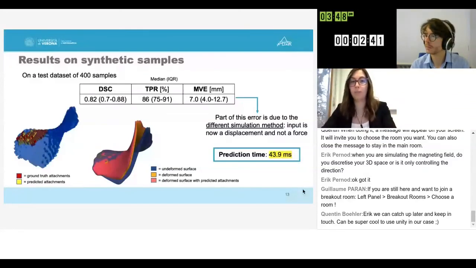One of the most important results that we obtained in this case is the prediction time, which is on the order of 40 milliseconds. So it's compatible with intraoperative applications.